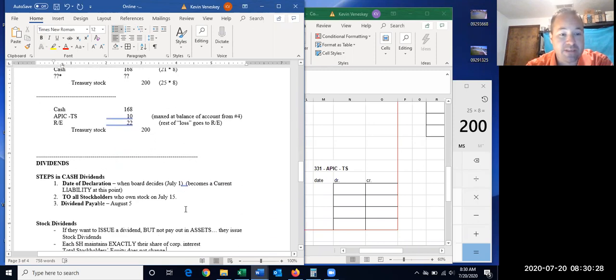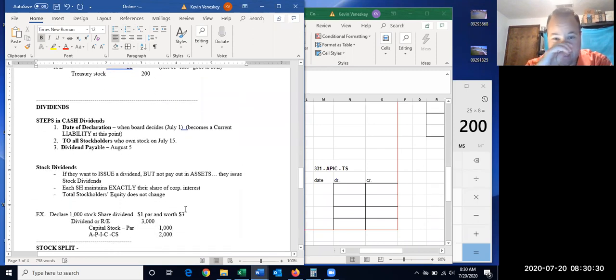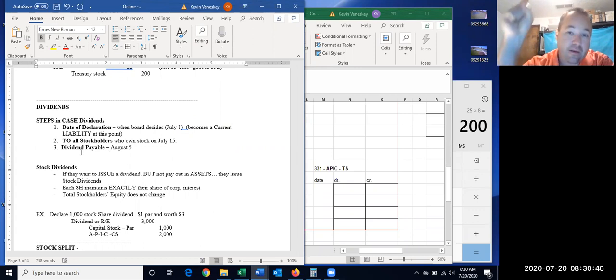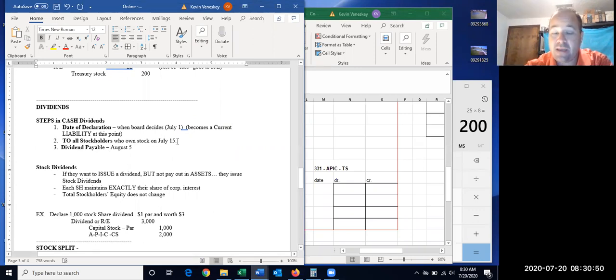Okay, dividends. When the company decides they're going to pay their stockholders dividends, usually there are three different dates. There's the date that they declare the dividend and say, yes, we're going to pay dividends. And it's going to say then, we're going to pay dividends to everybody who owns stock on this specific date, whatever that date would be.